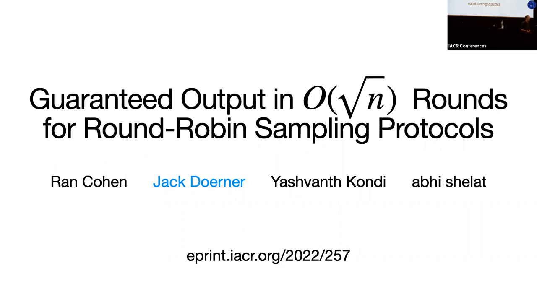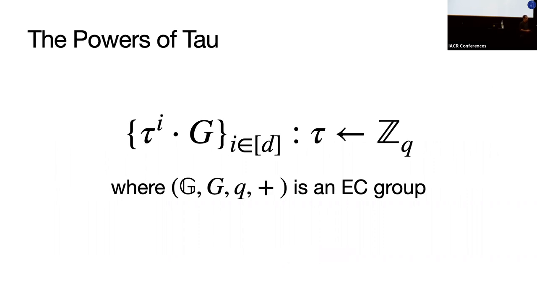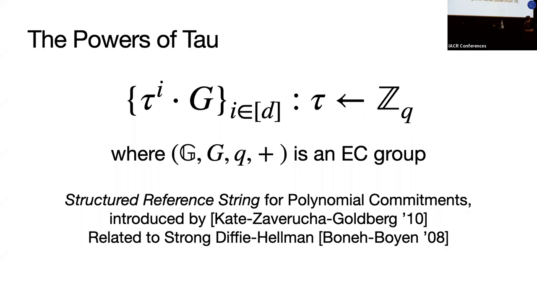Hi, I'm Jack. My co-authors are Ran, Yash, and Abhi. So suppose that you have an elliptic curve group, and then consider the distribution that's generated if you sample a random variable tau from the field modulo the curve order, and then compute the powers of tau in the curve group. This is the structured reference string used by the polynomial commitment scheme of Kate, Zaverucha, and Goldberg, and its form derives actually from the challenge issued in the strong Diffie-Hellman game introduced by Boneh and Boyen.